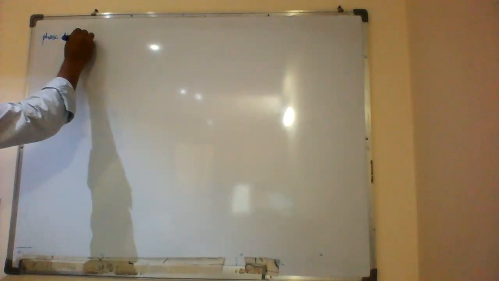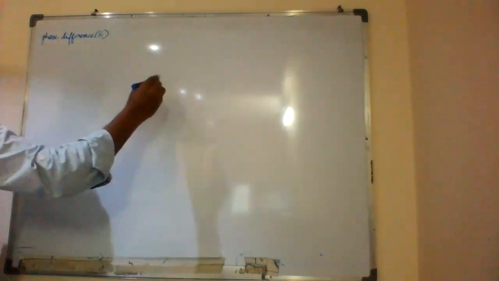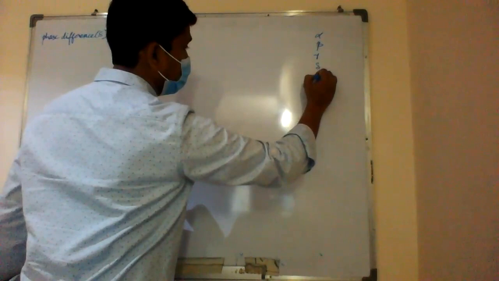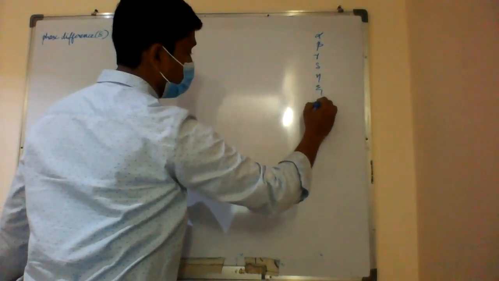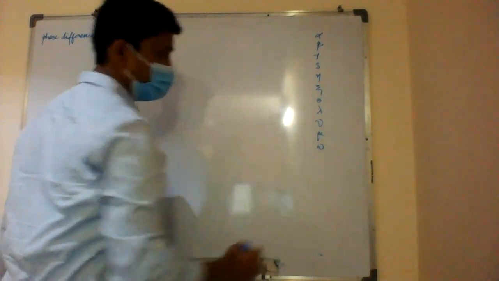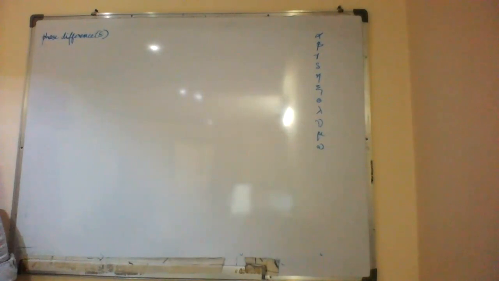So now, next one is path difference, and I need the definition for path difference, phase difference, and such. Path difference. Phase difference is small delta, okay? So before, you know, these are the letters: alpha, beta, gamma, delta, eta, zeta, theta, lambda, mu, omega. These are all the symbols which you use in physics. These are all Greek notations.